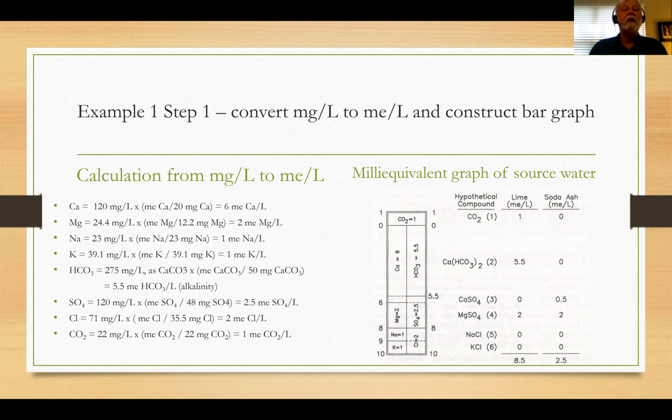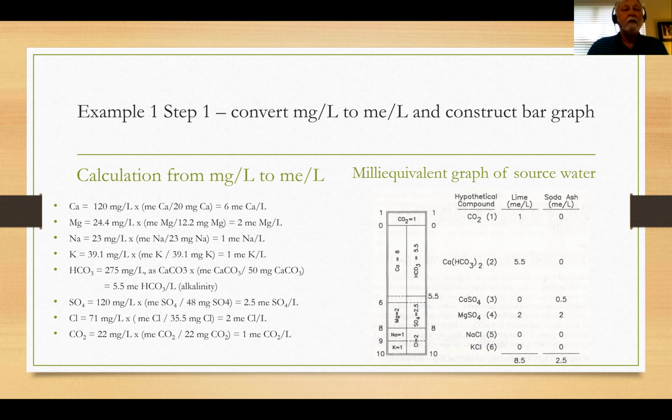In this case, it's all bicarbonate. Could be hydroxide, could be carbonate, could be bicarbonate. But in the majority of cases, it's going to be predominantly bicarbonate because of the natural pH of the waters that we tend to get out of groundwater sources.